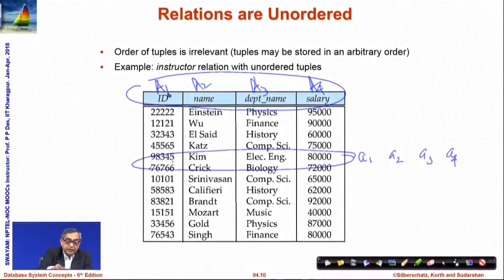Now, naturally this is not visible from the instance, because we are taking an instance view. We are not able to see what that domain is. That will be visible if we look at the corresponding DDL, the data definition language description of the schema, which must have specified ID as a numeric value, the name as a string value, the department name as another string value, whereas salary as a numeric value and so on.